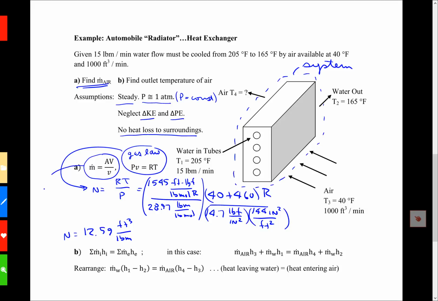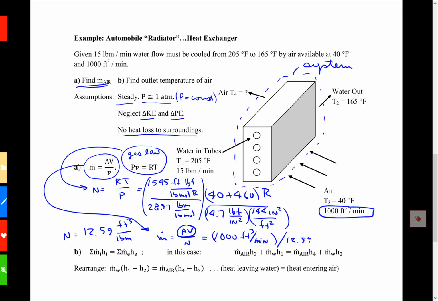And then I can take the mass flow to be area times velocity times little v. But I don't know area nor velocity, but together that's the volume flow rate. So that's our 1,000. So we've got 1,000 cubic feet per minute divided by the specific volume that we computed, 12.59 cubic feet per pound. And when I crunch that, I get 79.4 pound mass per minute.